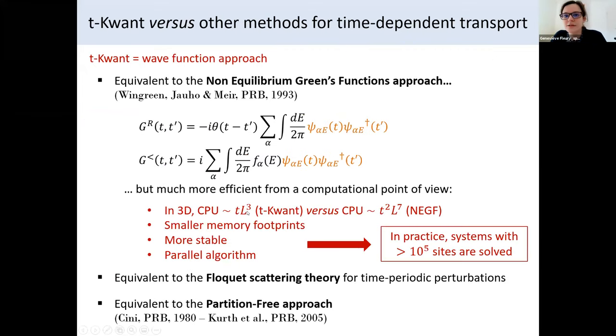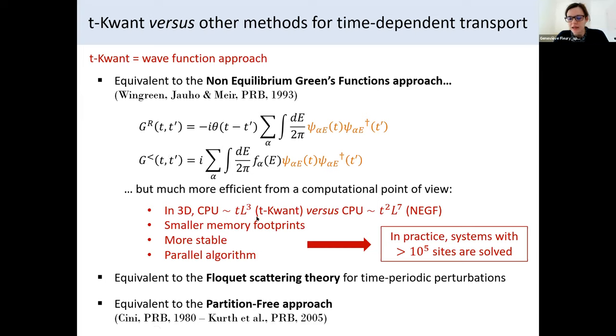So we can deduce the local particle current. So now let's see how T-quant compares with other time-dependent techniques. So we have seen that T-quant is a wave function approach. Actually, it's fully equivalent from a mathematical point of view to the non-equilibrium Green's function approach. And there is a direct link between the retarded and lesser Green's function and the time-dependent scattering states calculated with T-quant.